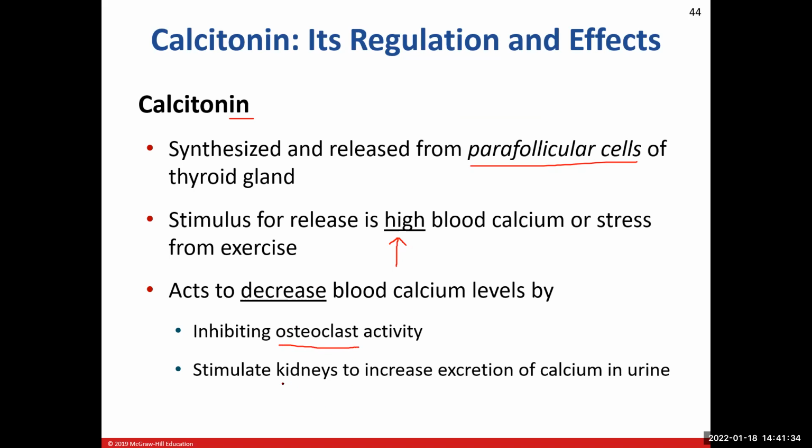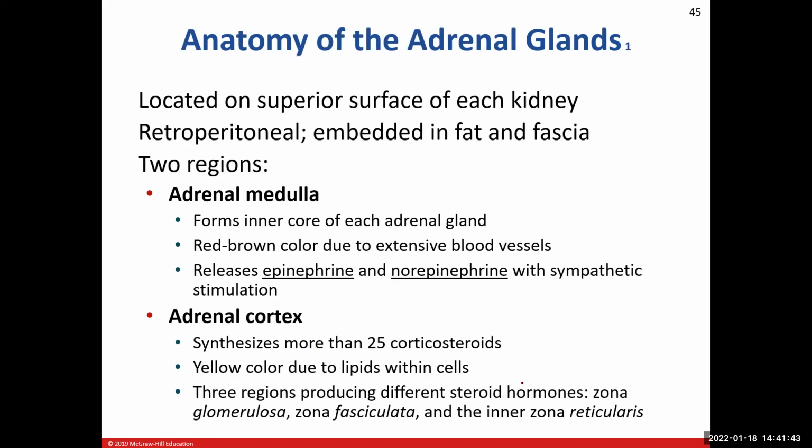While that's going on, our kidneys are just going to pee the calcium out. And that's all that's going to happen. We're going to excrete the calcium in our urine. Say bye-bye, calcium. All right, let's get to some fun stuff here and talk about the adrenal glands.